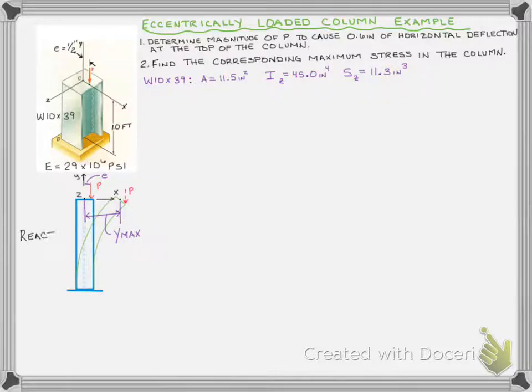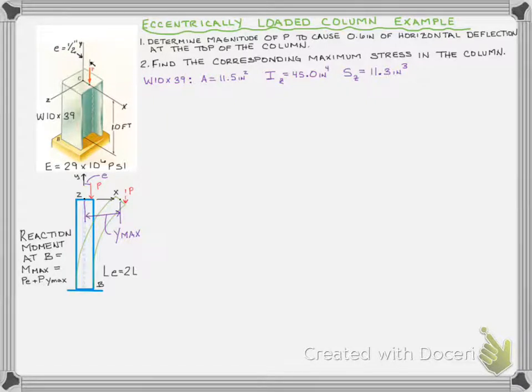And because this is a fixed column, we know there's a reaction at the base, B, and that reaction moment is going to be the maximum moment along the length. So that's going to cause the maximum stress. And that has to be a function of both P times E. But then once I deflect, I'll also have P times Y max. So I'm getting a snowballing effect.